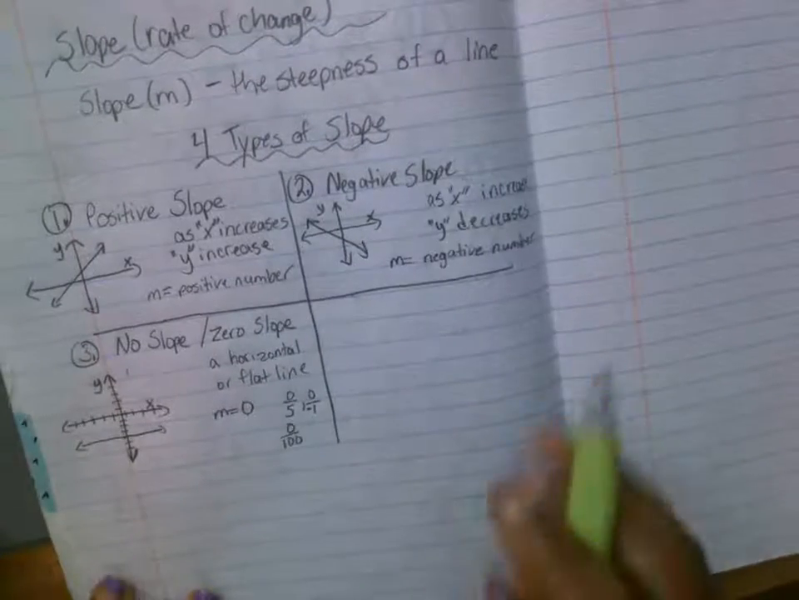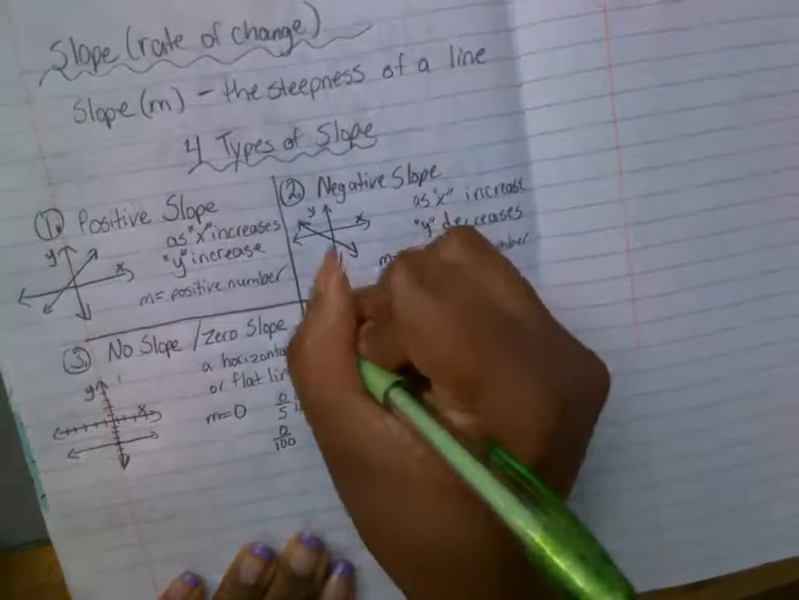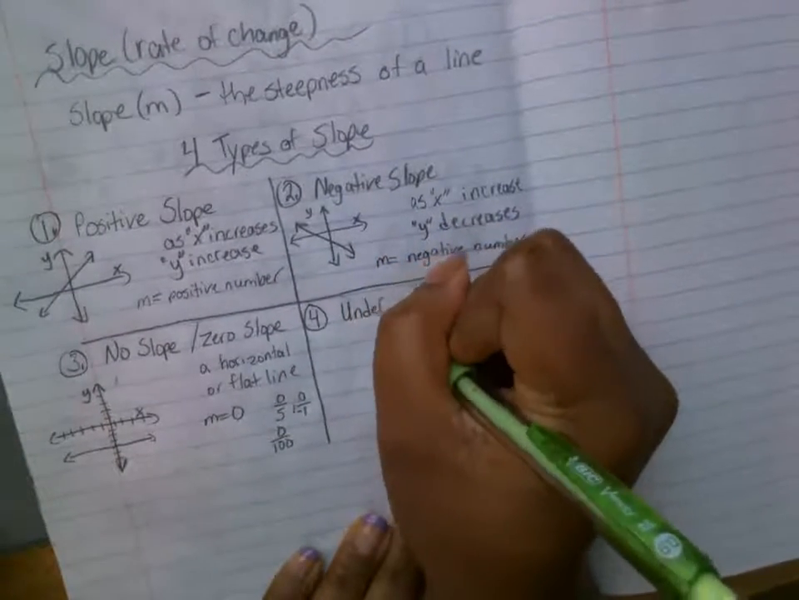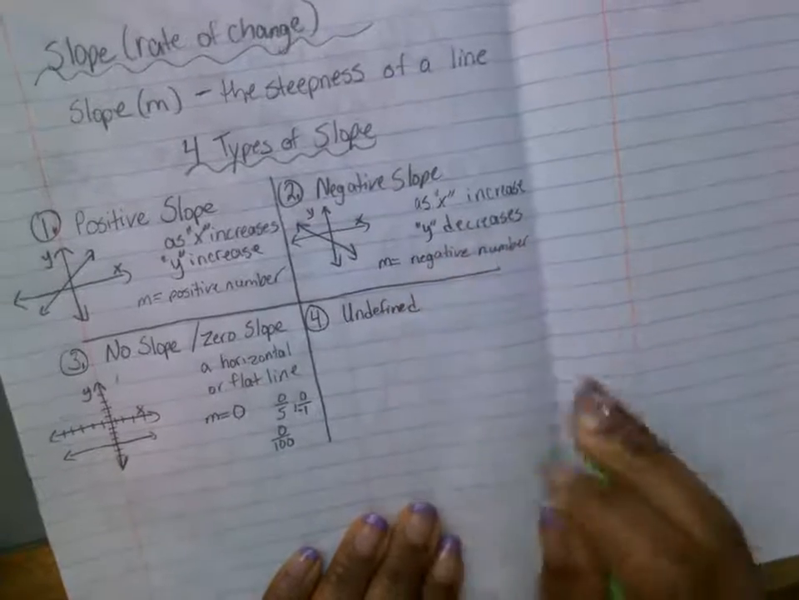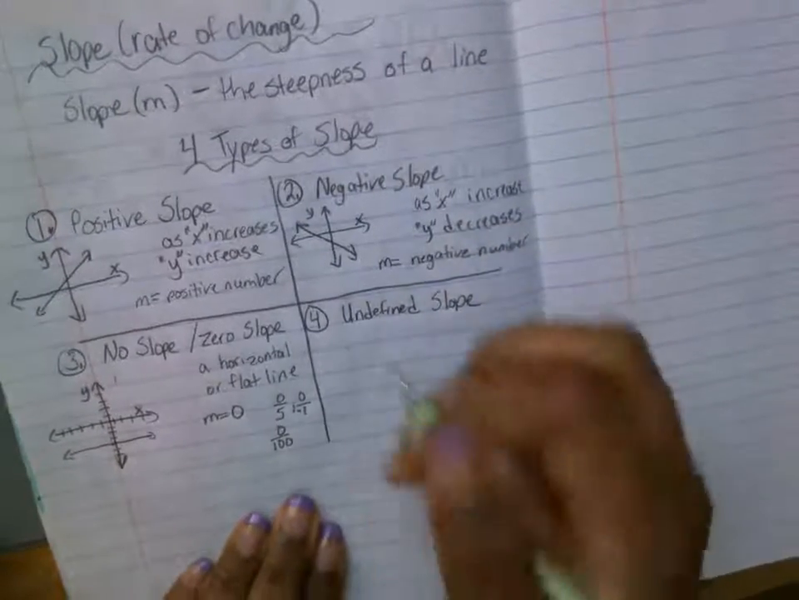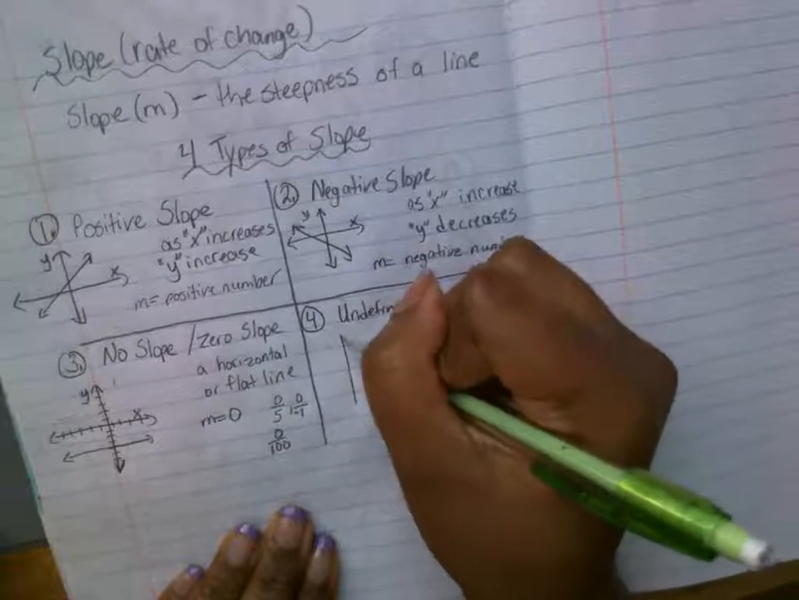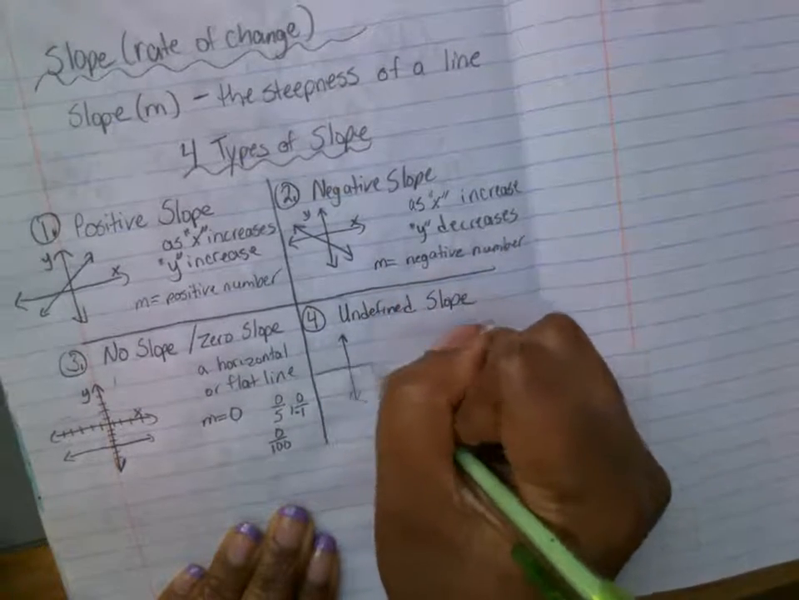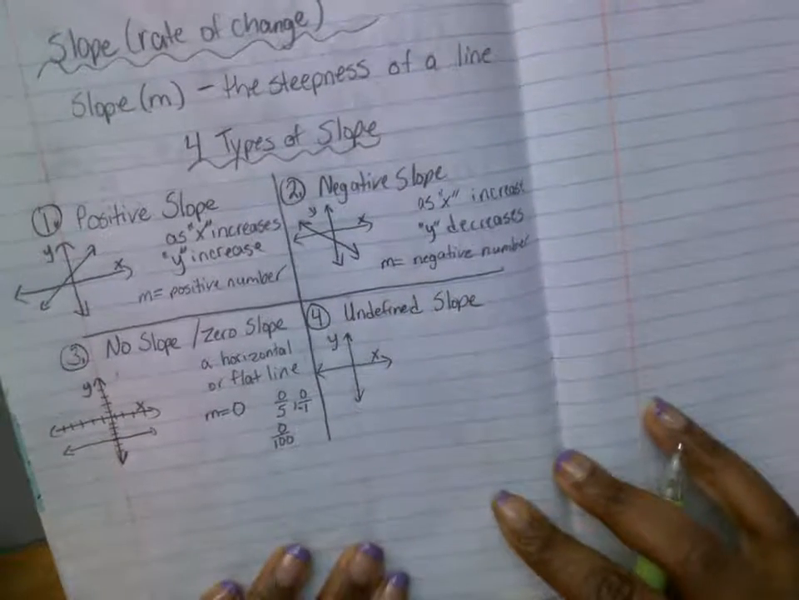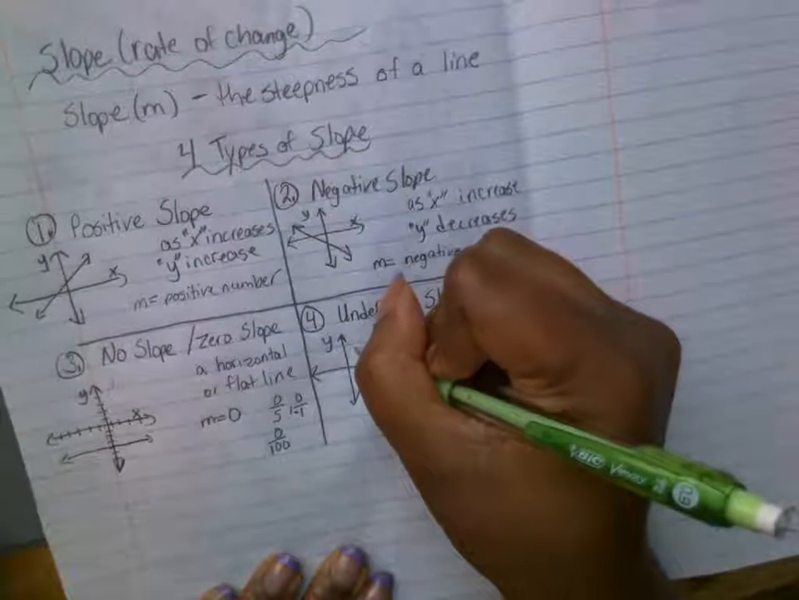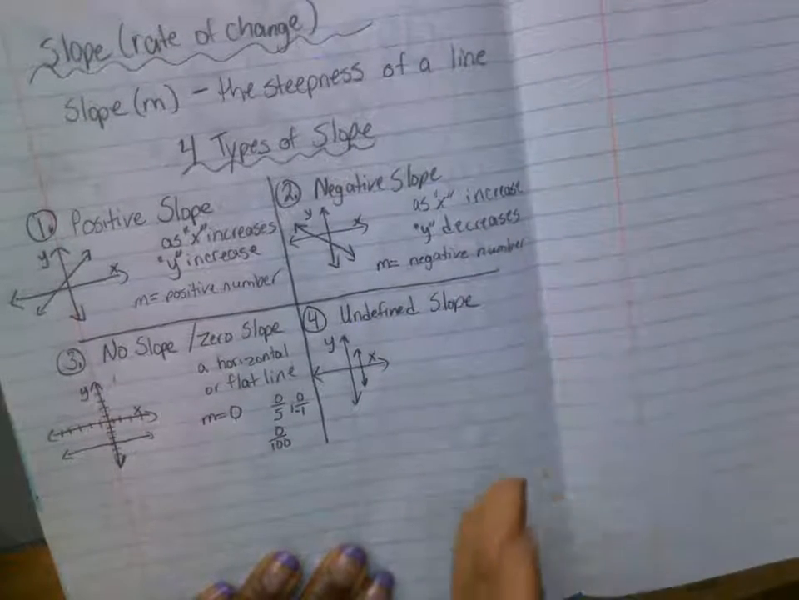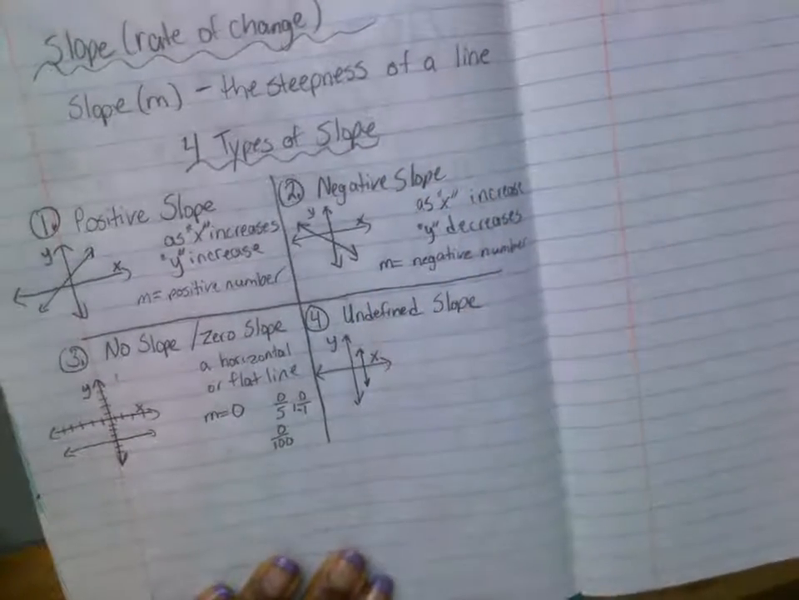The fourth kind of slope is going to be undefined slope. Undefined slope looks like this. I'm going to draw a coordinate plane. Again, I'm going to label my x-axis and my y-axis. An undefined slope looks like this, where you have a line that's straight up and down. It's a vertical line.